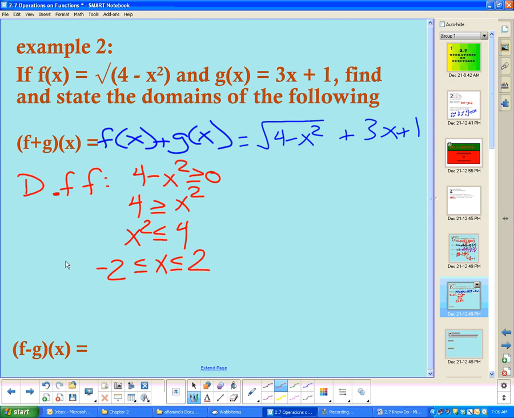So if x squared has to be less than 4, then x has to be less than 2 on the positive side, but it has to be greater than negative 2 on the negative side to keep the squared values less than 4. So that's my domain of f. I'm going to hang on to that. I'm going to find my domain of g. Now, g is a linear function, so the domain of g is all real numbers.